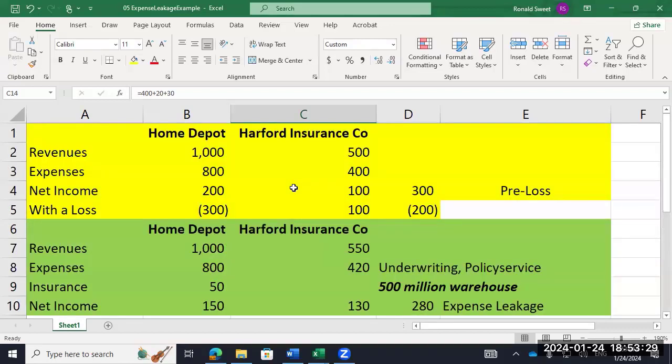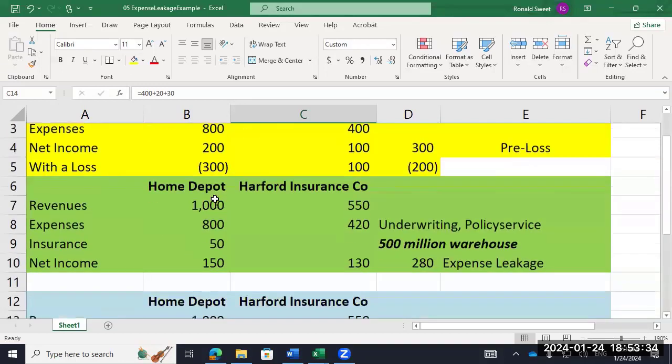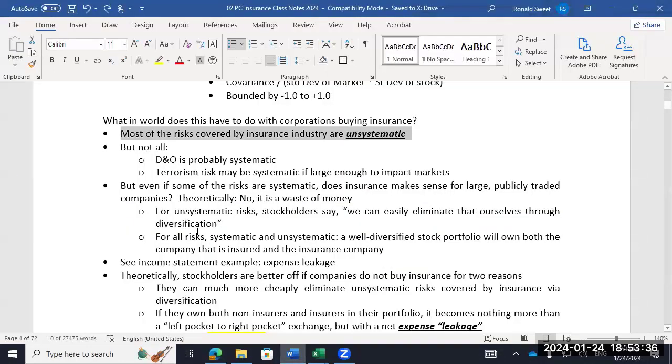It's probably the hardest part of exam one's essay. That's probably the toughest one to talk about. And that's true even with the risks that are systematic, because even if they're systematic, you still have that left pocket, right pocket issue. You still have the expense leakage. So even on directors and officers insurance, yeah, it's systematic. But if it's systematic, it hurts Home Depot in a recession. So they just shifted over to Hartford, which gets hurt in a recession. It's the same kind of thing. You're kind of hurting them one or the other.